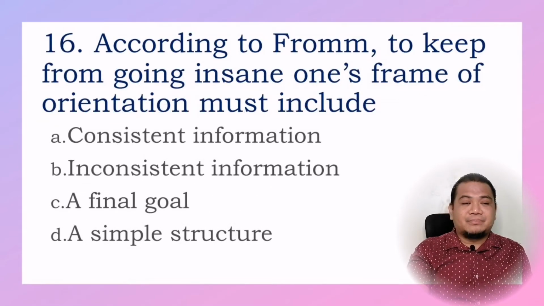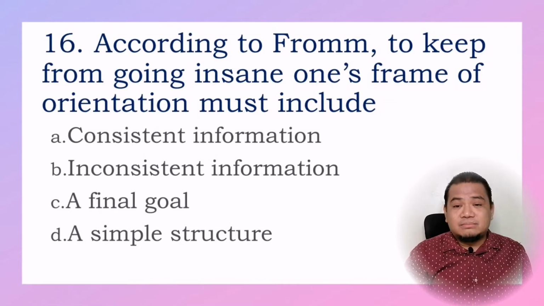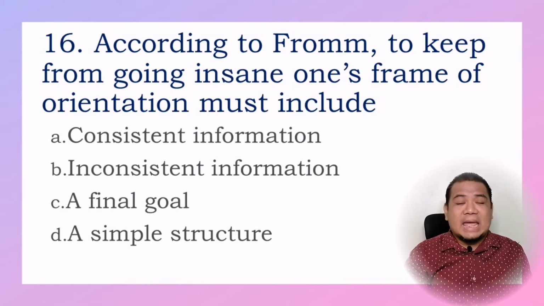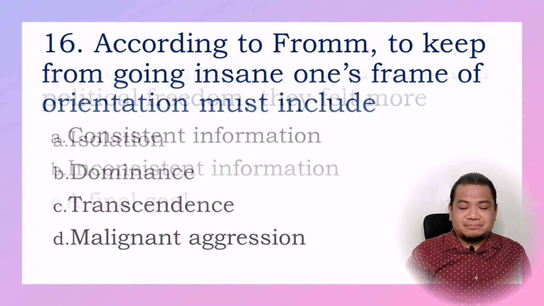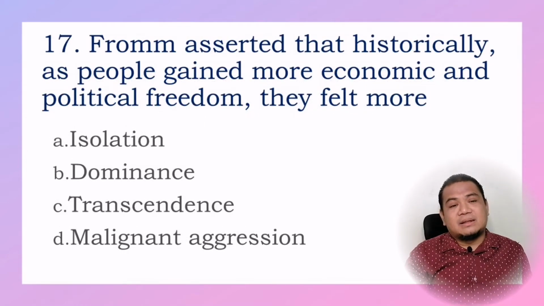Number 16. According to Fromm, to keep from going insane, one's frame of orientation must include: A. Consistent information. B. Inconsistent information. C. A final goal. Or D. A simple structure.